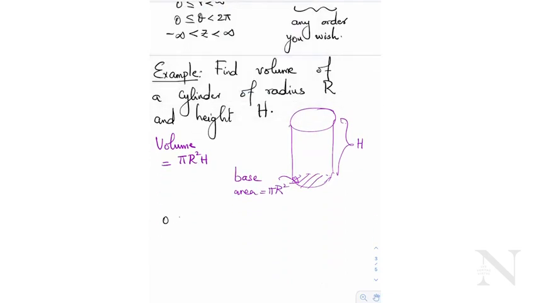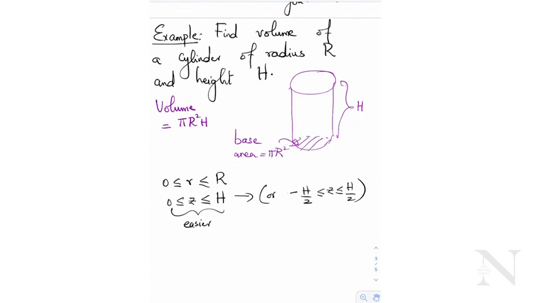So here we have little r going from 0 to capital R, because the radius is R. Height goes from 0 to h. You could define the z any way you want, such that the overall height is h. It doesn't have to be 0 to h, or you could do negative h over 2 less than or equal to z less than or equal to h over 2. Anything as long as the net height is h. But I think this is easier. And it's a full circular cylinder, so theta goes from 0 to 2 pi.